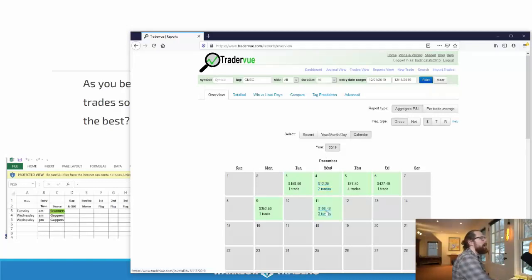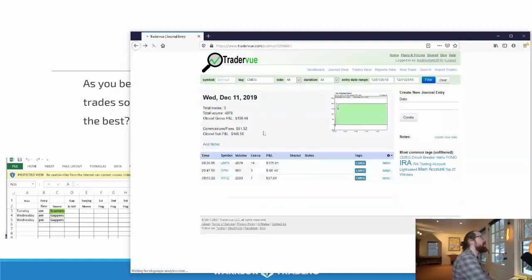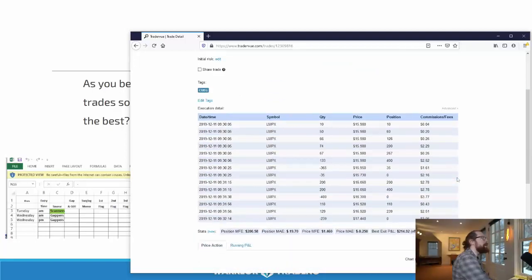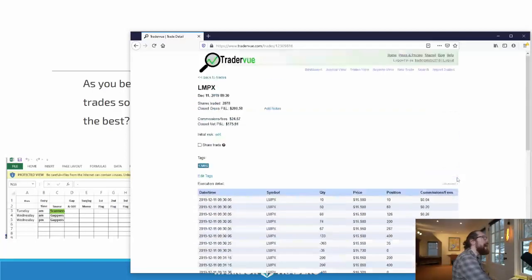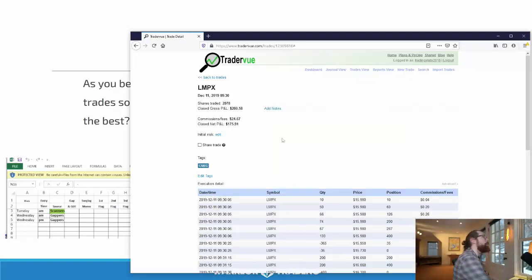So I could click on this and be like, LMPX, I couldn't even tell you, I don't even remember this trade. Obviously this is a long time ago, but still, you can add notes. So I could say, this was a terrific trade. I really had a perfect entry, great exit. Okay, well, you could do that, but then the only way you're going to see that note is if you actually open up the trade.